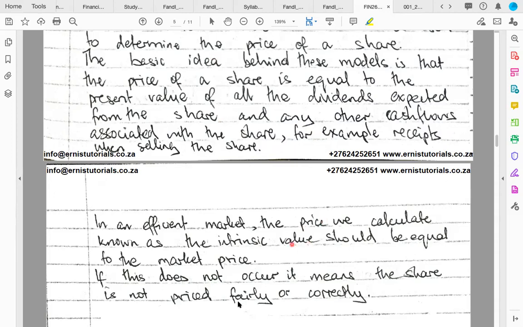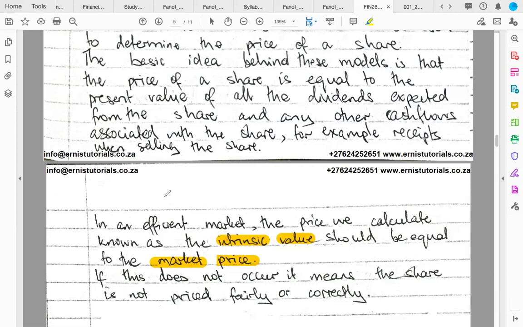It's also important to note that the price that we're going to be calculating using these models is known as the intrinsic value of the share. So in an efficient market, the price that we calculate, known as the intrinsic value, should be equal to the market price. Okay, so what do I mean by that?